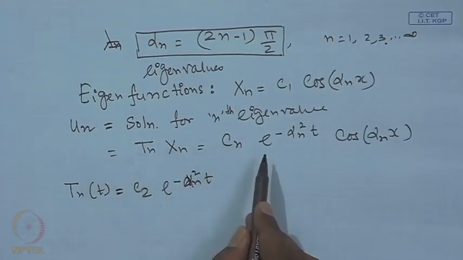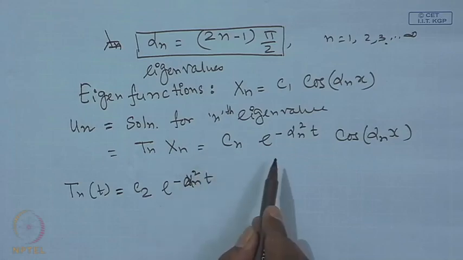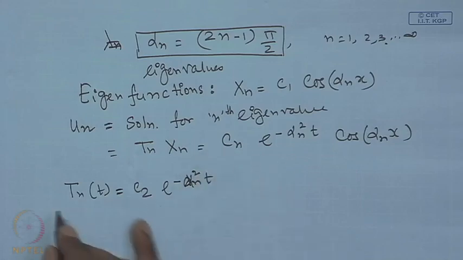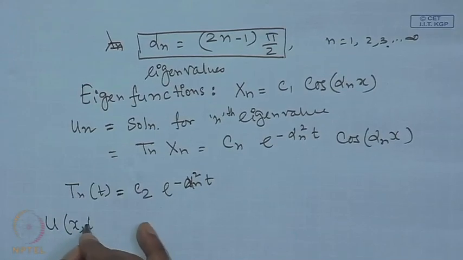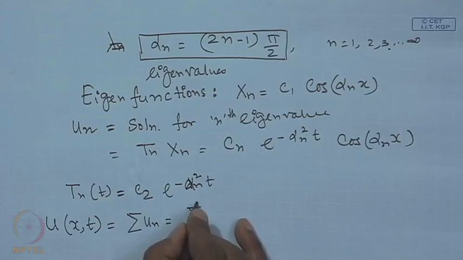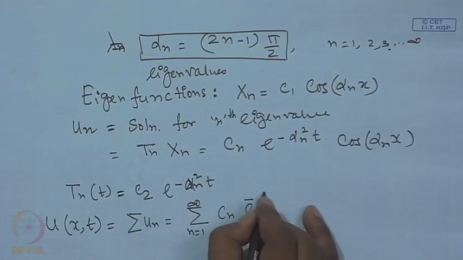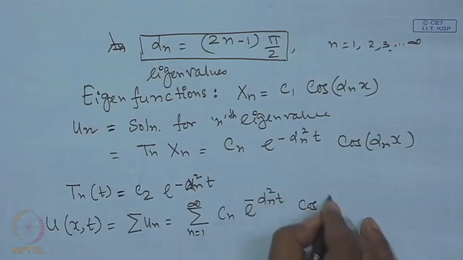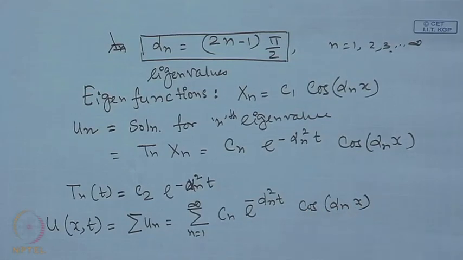So, we can linearly superpose all the eigen solutions, and we can construct the complete solution. The complete solution will be the summation of u n. So, this will be nothing but n is equal to 1 to infinity C n e to the power minus alpha n square t cosine alpha n x. Now, we have utilized the two boundary conditions, and only one constant is left to determine and completely specify this problem. So, we have to use the unused initial condition of the original problem to solve this problem.